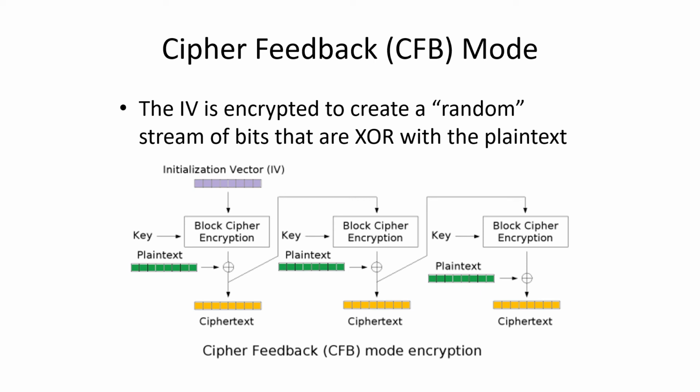In this case, instead of encrypting the first block of plain text, you encrypt the initialization vector using your key, and then the result of the initialization vector encryption is exclusive ORed with the plain text, and that gives you your ciphertext. And you take that ciphertext and you encrypt it again, and then take the result of that in exclusive OR with the plain text, and so forth and onward.